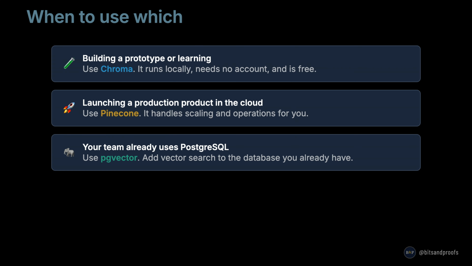Choosing between them is straightforward. If you are building a prototype or learning how this all works, start with Chroma. It costs nothing and runs on your laptop. If you are launching a product in production and want someone else to manage the infrastructure, use Pinecone. If your team is already on Postgres, pgvector is the easiest path. You add one extension and your existing database gains vector search. No migration needed.